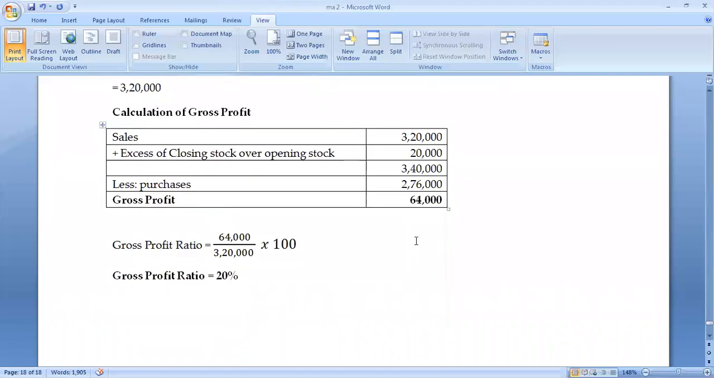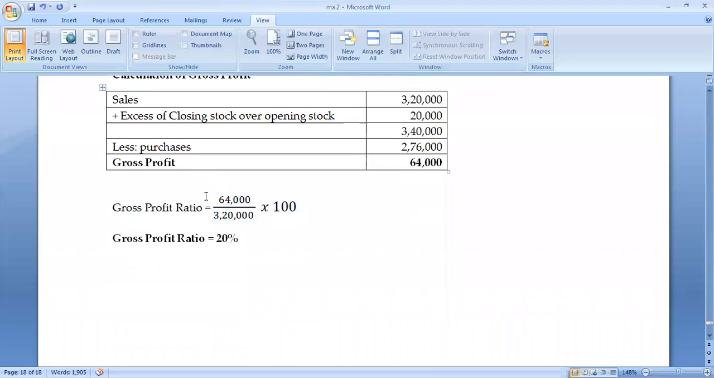So 64,000. Gross profit ratio is profit divided by sales into 100. Profit you have calculated as 64,000, and the sales you have also calculated as 3,20,000, which comes to 20%. This ratio, the gross profit ratio, is also important. And make a note, this is one of the very important adjustments. Whenever there is any excess, it will be added, and whenever there is a reduction of closing stock, it will be deducted. Clear?